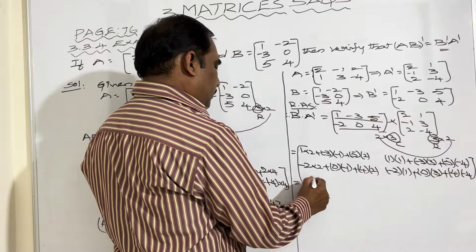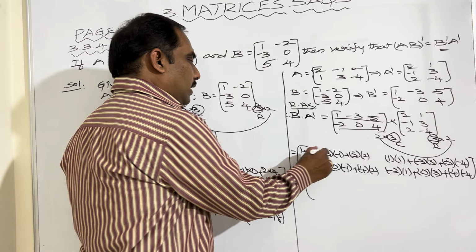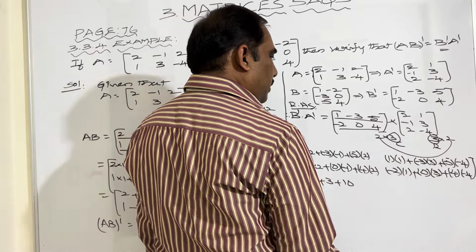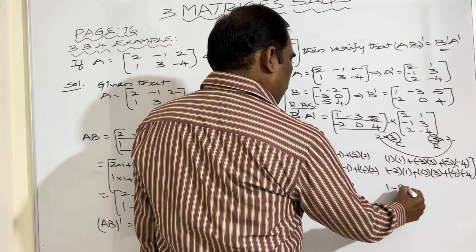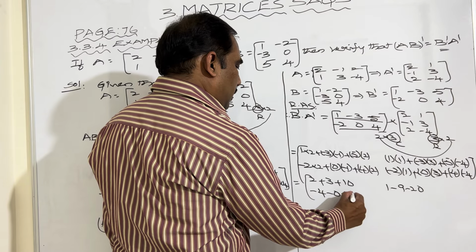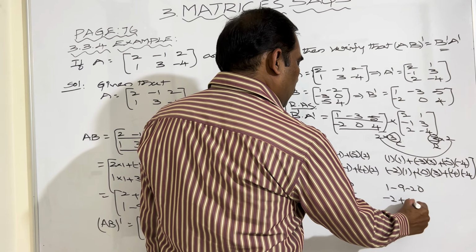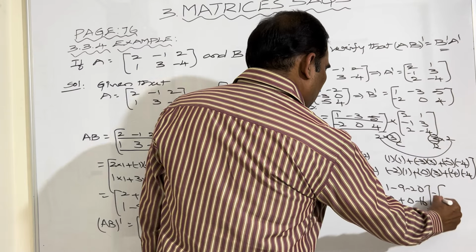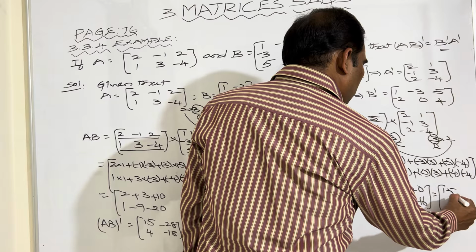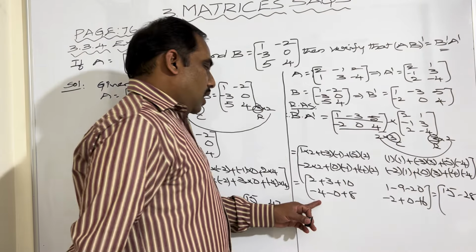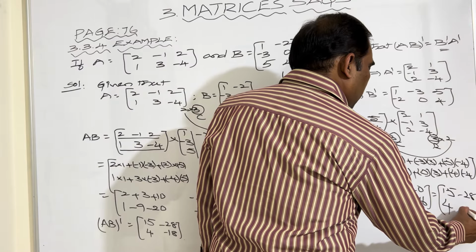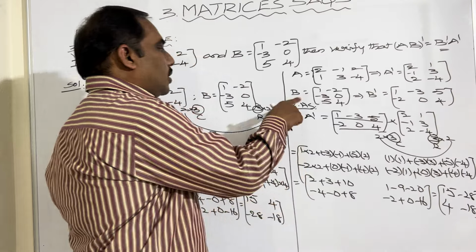Finally, after simplifying, this is 2 plus 3 plus 10. Next, 1 minus 9 minus 20, and here minus 4 plus 8, and minus 2 plus 0 minus 16. So the first element is 15, the second element is minus 28, the third element is 8 minus 4, which is 4, and minus 2 minus 16, that is minus 18. So we get the RHS.